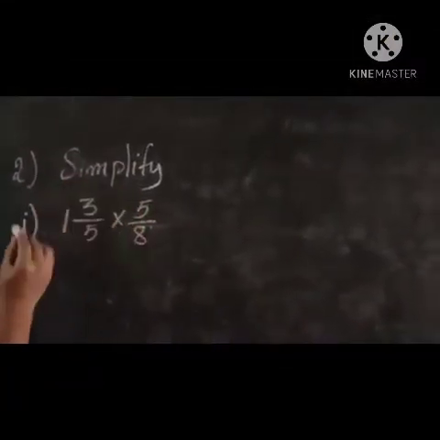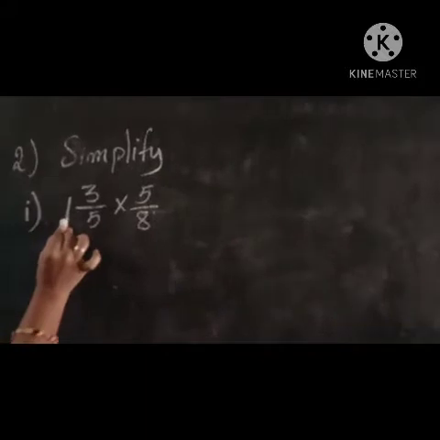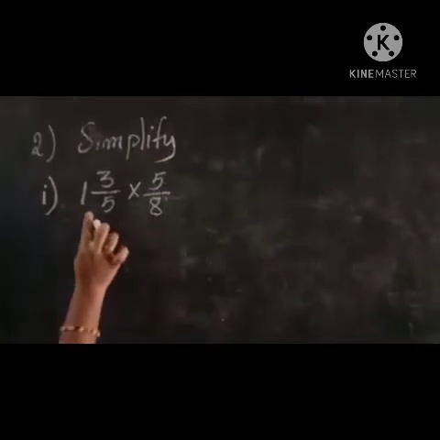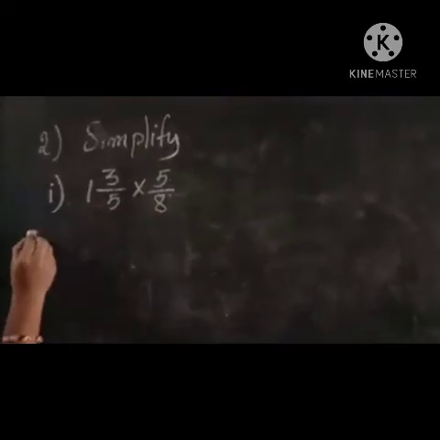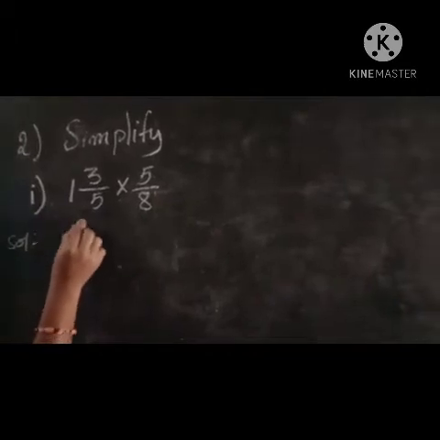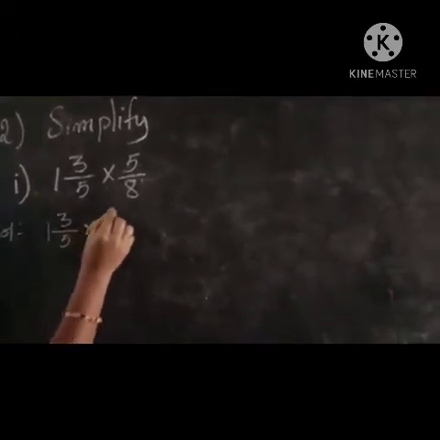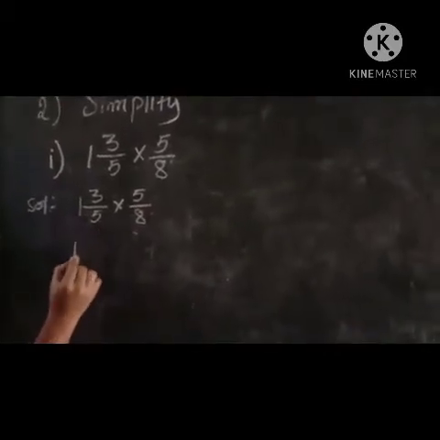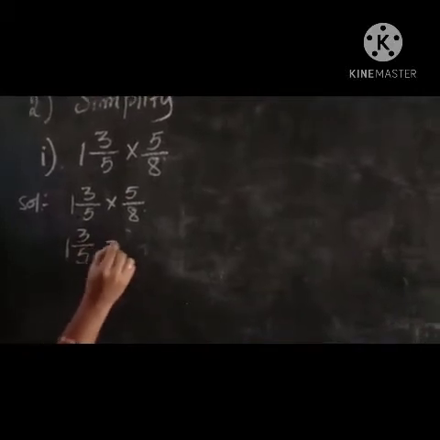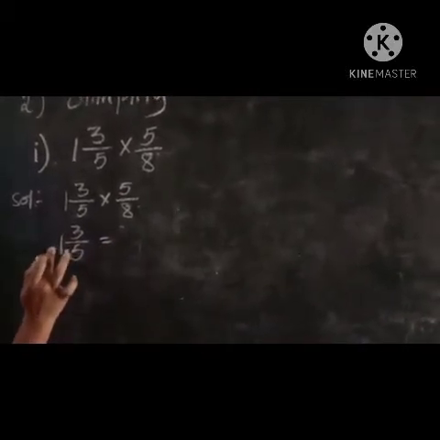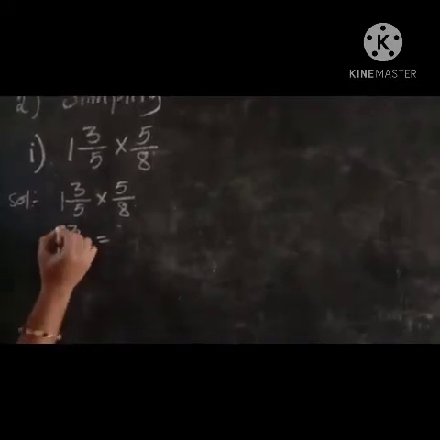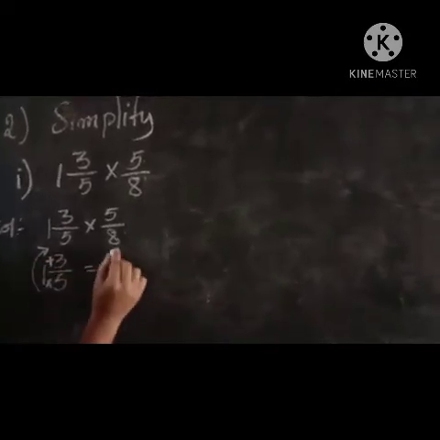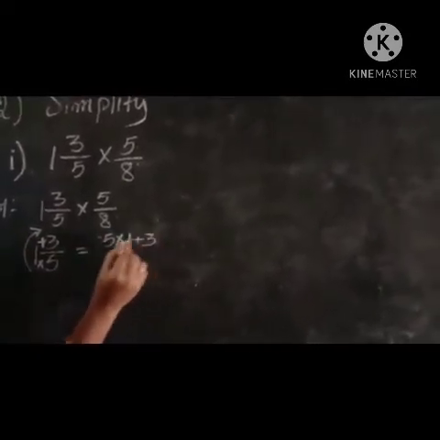Here the second Roman is simplify. In the second Roman, the first sum is 1 3 by 5 into 5 by 8. First we have to convert this number into an improper fraction. See the solution here, children. 1 3 by 5 equals: we multiply the denominator and the whole number, and add the product to the numerator, like this: 5 into 1 plus 3 by denominator 5.